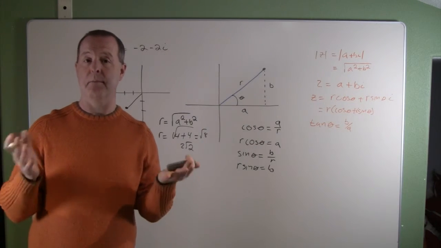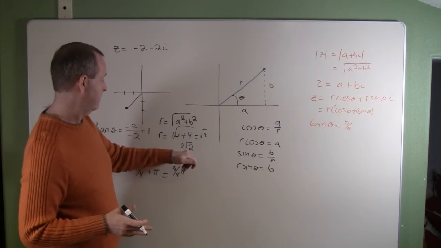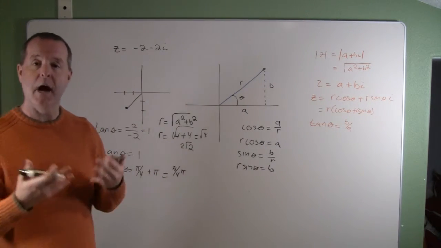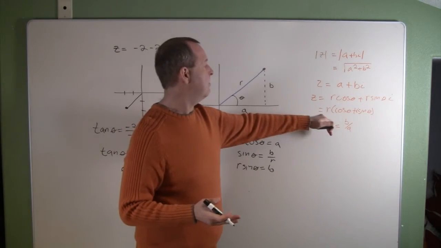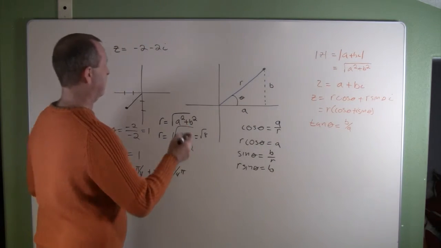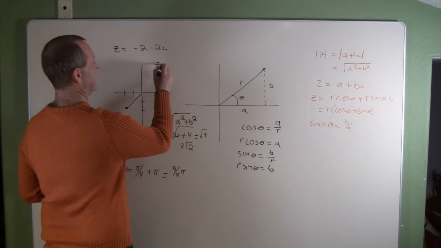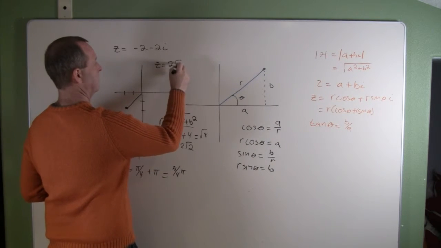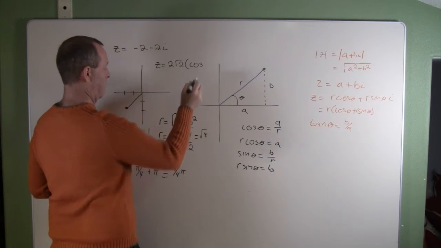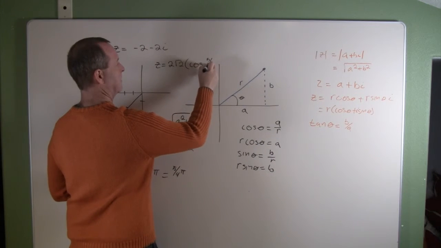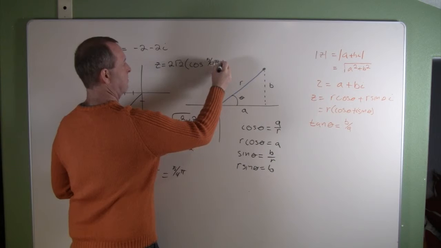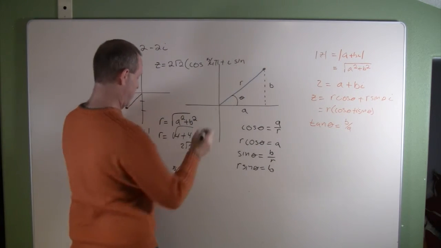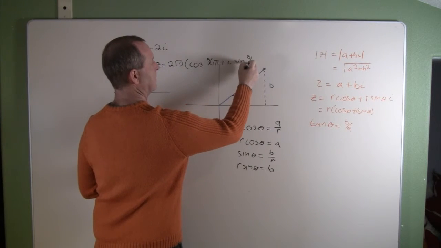So I found my modulus, my r, I found my argument, 5 fourths pi, and now I'm going to reinsert those into my base equation, and so I'll write it right here. So z equals, my r is 2 root 2, cosine 5 fourths pi, plus i sine 5 fourths pi.